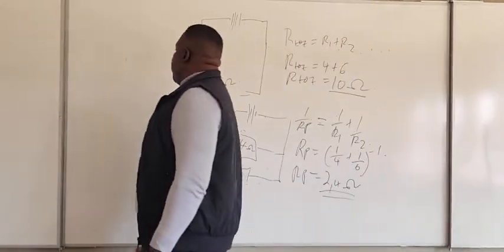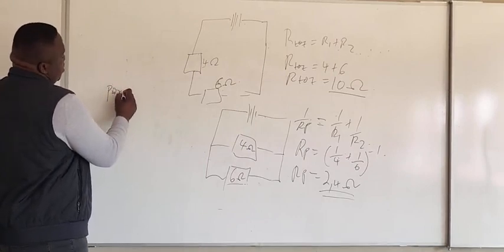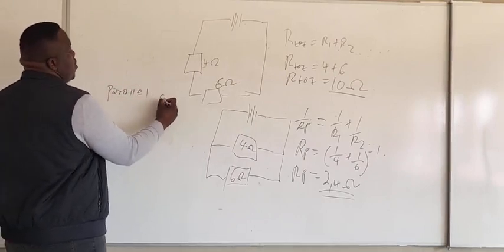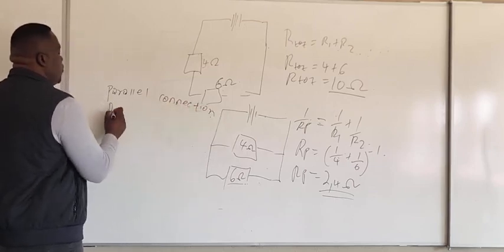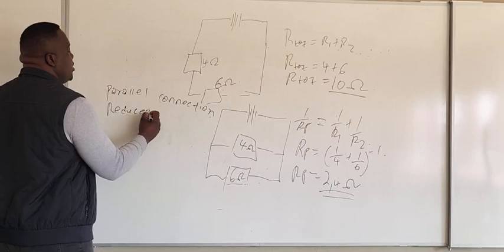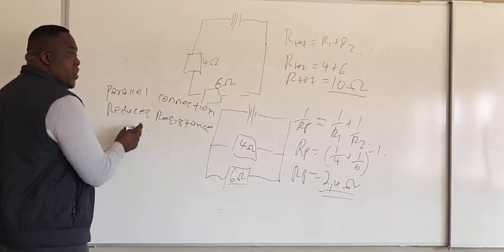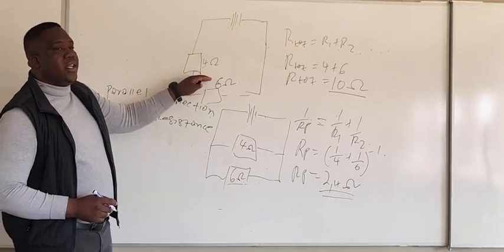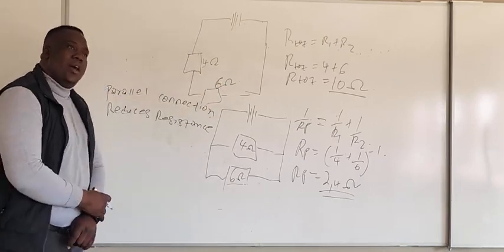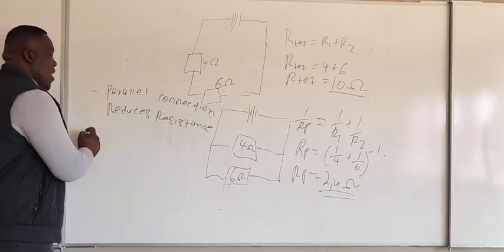What does that mean? It means parallel connection reduces resistance. It causes resistance to be low. Whenever something that is in series is made parallel, what will happen to the resistance? The resistance will decrease.